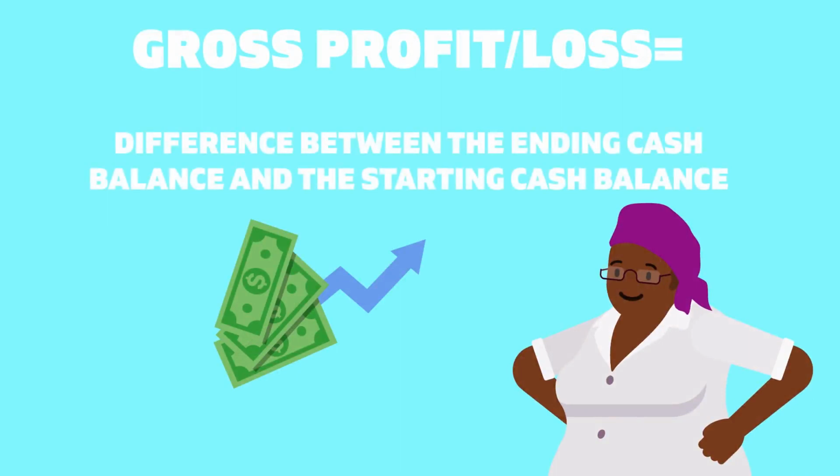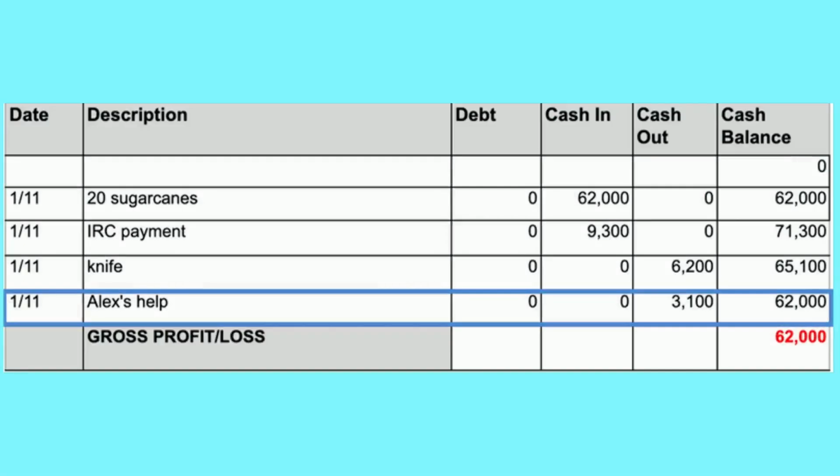Then, at the end of the day, I can calculate my gross profit. This is the difference between the money I had at the end of the day and the money I had at the start of the day. If the number is positive, I am making a profit. If the number is negative, I am incurring a loss. It's okay if I incur losses on some days or some weeks. But for my business to be healthy in the long run, I want to be making a profit. So today, I started with 0 and I ended the day with 62,000 Ugandan shillings. So, my gross profit for today is 62,000 Ugandan shillings.